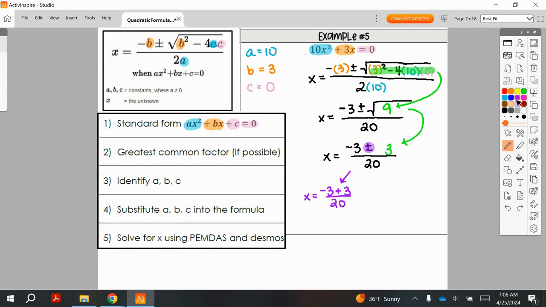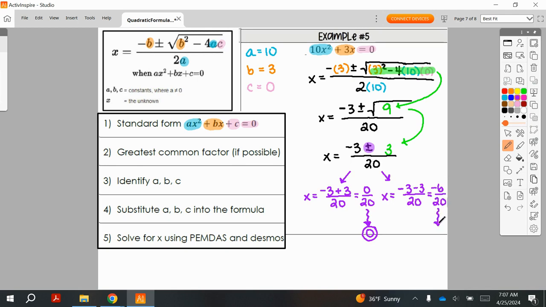And then separately, I have to also write that x can be equal to my negative 3 minus 3 all over 20. Over here, negative 3 plus 3 is 0. When I divide 0 by 20, I get my first answer for x being 0. On the other answer, I have negative 3 minus 3, which is negative 6 over 20.